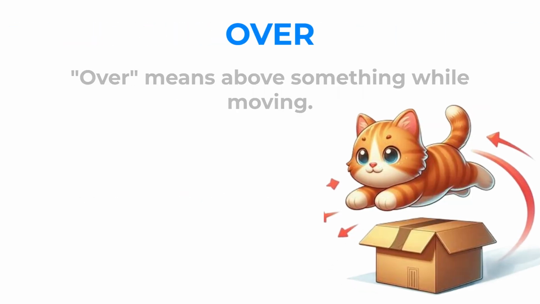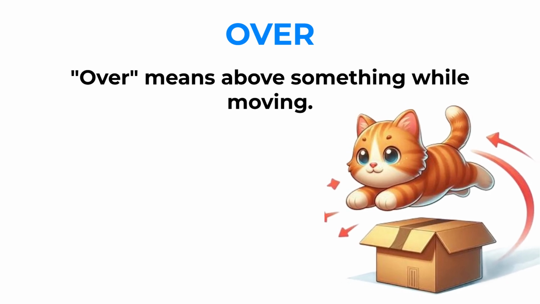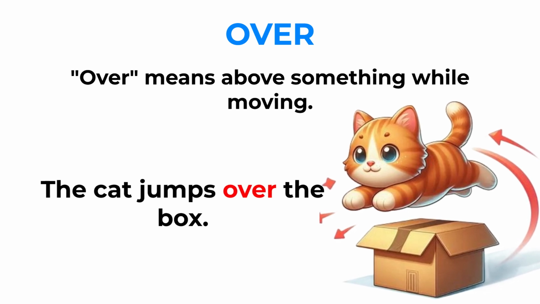Over. Over means above something while moving. Now the cat jumps. The cat jumps over the box. Example sentence. The cat jumps over the box.